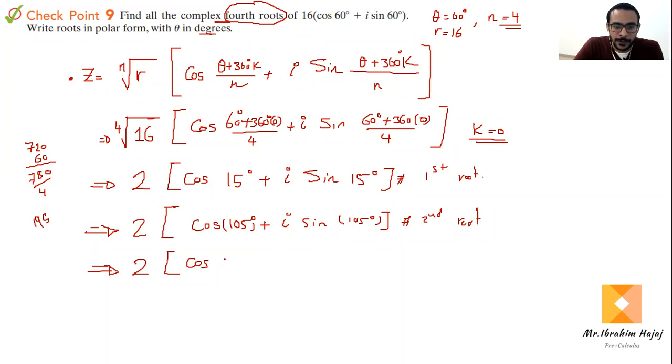195. Yes, correct. So cosine 195 degrees plus i sine 195 degrees, and this is the third. We haven't reached 360 yet. Yes, complete. The fourth root of 16 is 2.